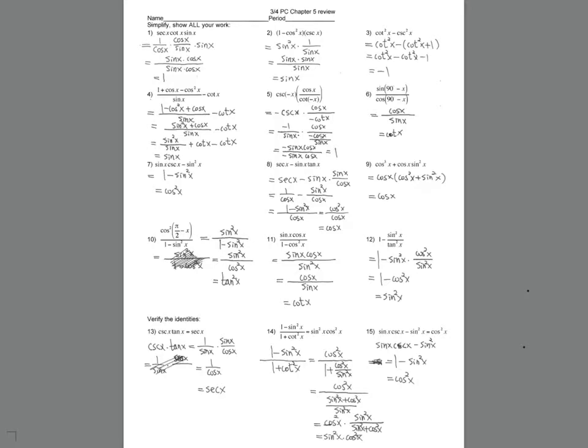Number 6, sine of 90 degrees minus x over cosine of 90 degrees minus x. So when I see the 90 degrees, sometimes you'll see this as 90 degrees. Sometimes you will see it as pi over 2. Pi over 2 is exactly the same as 90 degrees. 90 degrees is exactly the same as pi over 2.